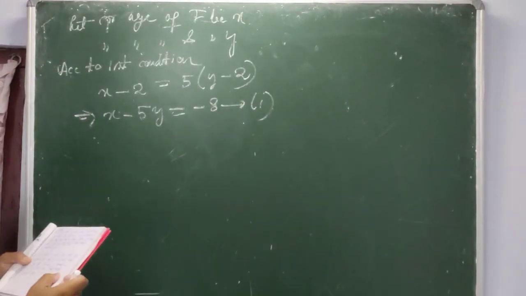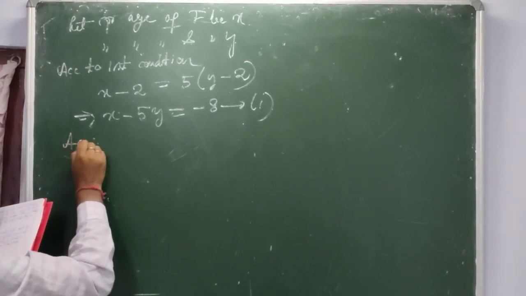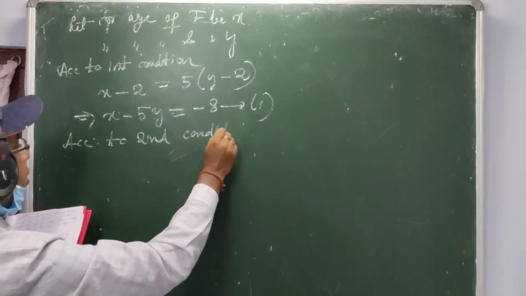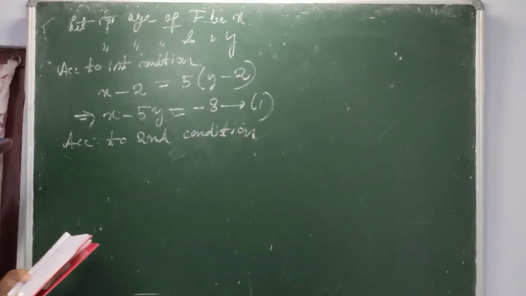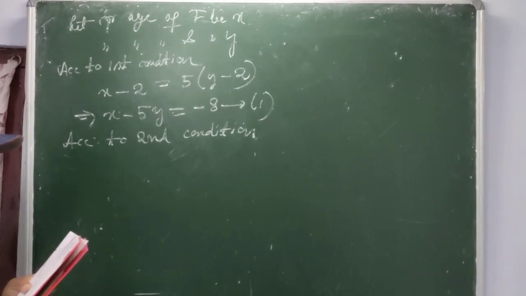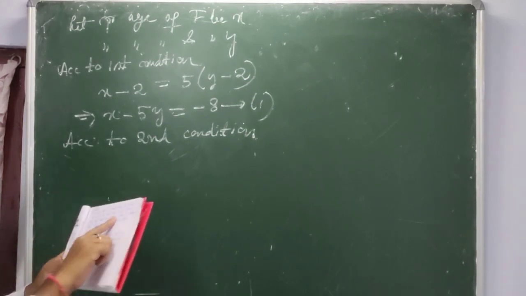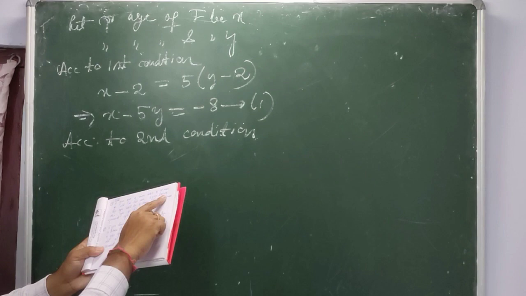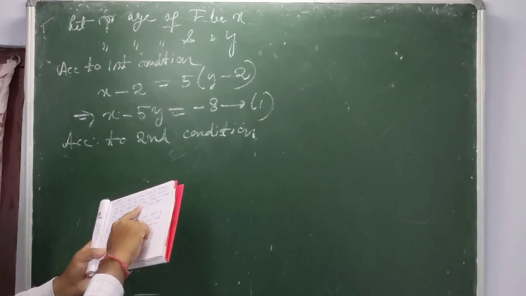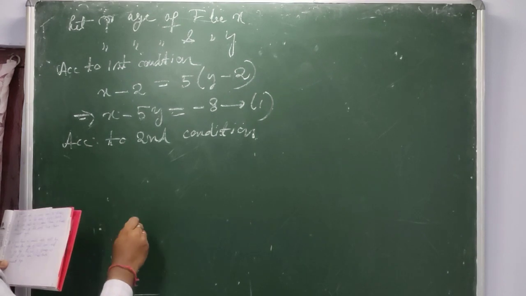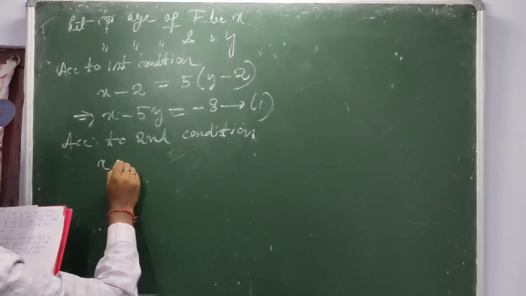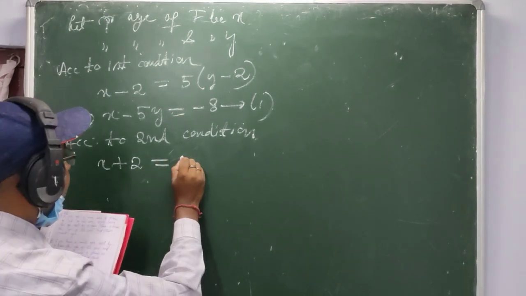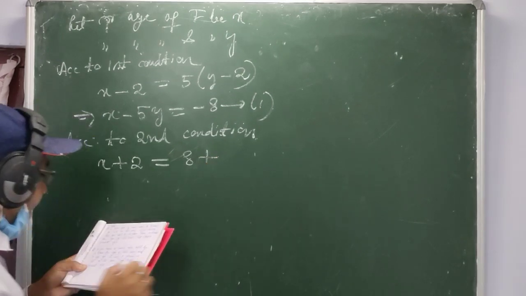Now, let us go to the next condition. So, according to second condition, try to understand. First condition is clear. Now see, 2 years later. Before it was 2 years ago, now 2 years later, his age will be 8 more than. His age means father's age. 2 years later, x plus 2 will be equal to 8 more than. 8 more than means 8 plus.